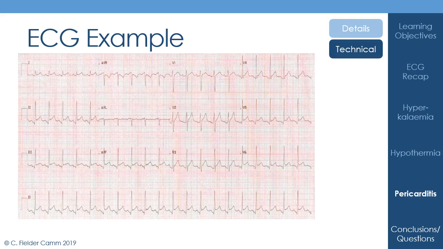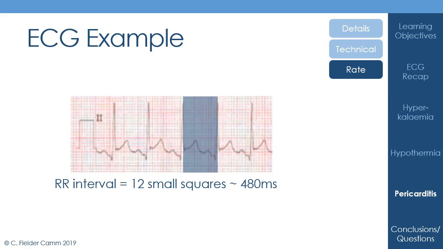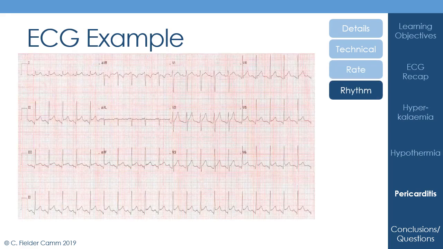We can see that it appears to be calibrated normally, looking at those rectangles on that left-hand side. The heart rate looks to be a little bit fast, doesn't it? So if we pull this out, we can see that the RR interval here is 12 small squares, so sort of 2.5 large squares. That's 480 milliseconds for that RR interval. So you can take 60 seconds divided by that 0.48, and that makes it 125 beats a minute. This is exactly the same as just doing 300 divided by the large squares. It's just doing it with timings.